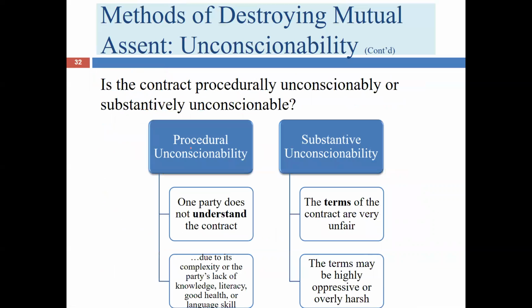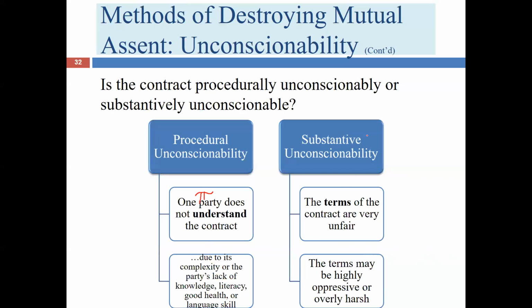So let's contrast the two types of unconscionability that we've talked about, procedural and substantive, and really those are the only two that exist. These are the two buckets that we have. When something is procedurally unconscionable, it means that one of the parties, the party suing, the plaintiff in this case, doesn't understand the contract. Again, it's written in a language that the party doesn't understand, or it's written in excessive legalese or something along those lines. So examples of this would be, due to its complexity or the party's lack of knowledge, literacy, good health, or language skill, that one of the parties just doesn't understand what he's signing or she's signing.